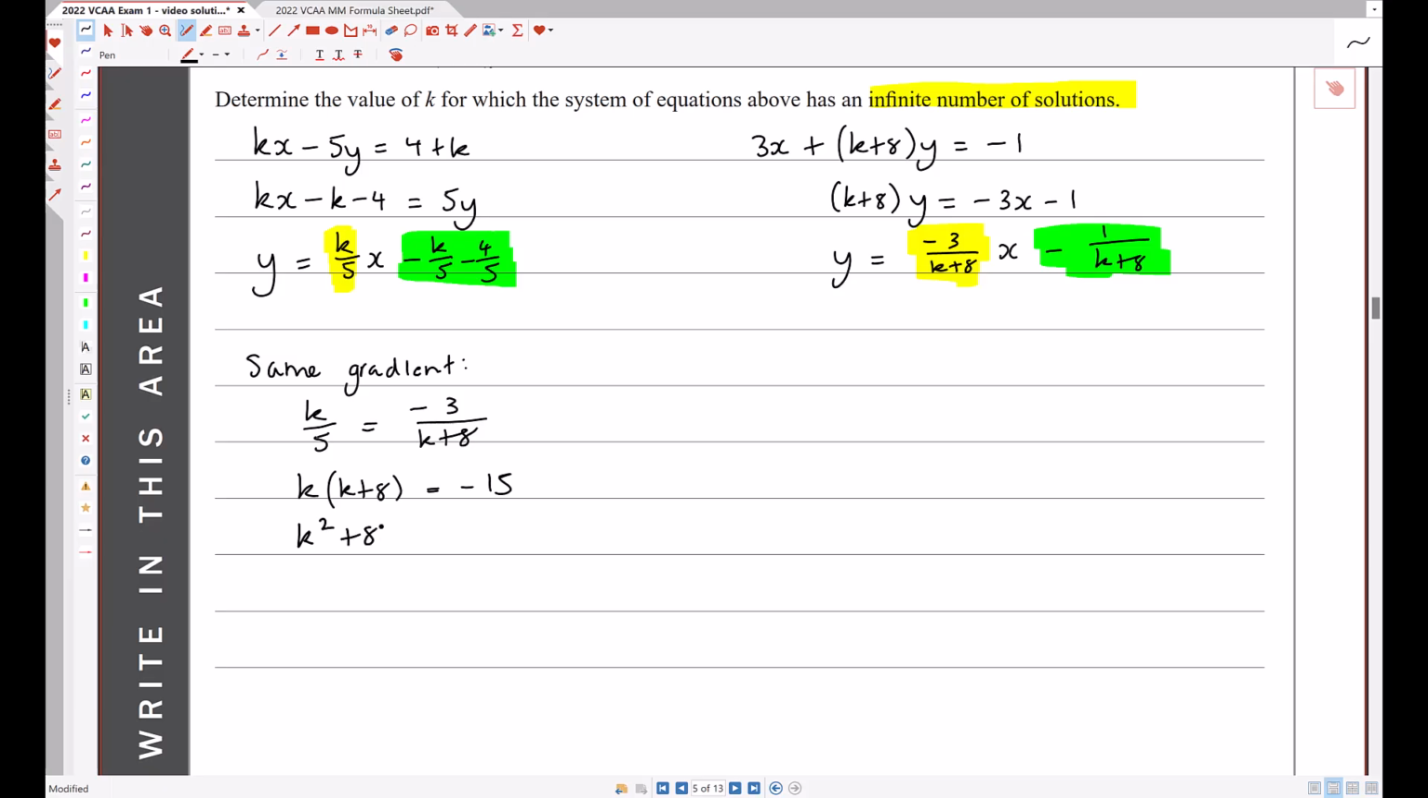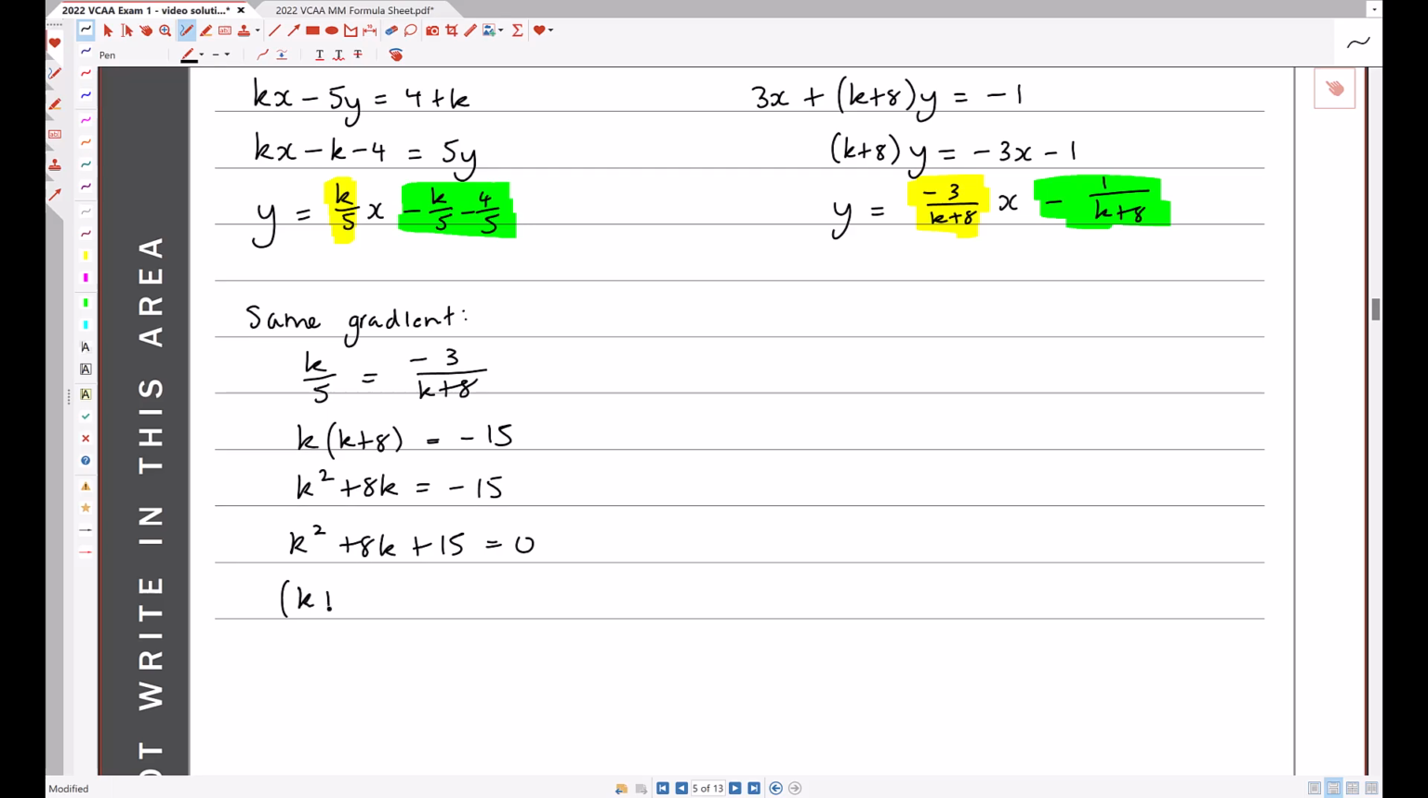k squared plus 8k equals negative 15. And so k squared plus 8k plus 15 equals 0. And that factorizes, so that is k plus 3 times k plus 5. And so therefore k equals negative 3 or negative 5. So those are the two values of k that give the two lines the same gradient.